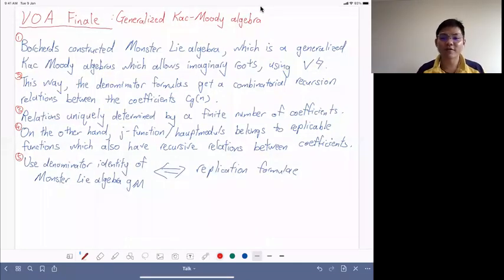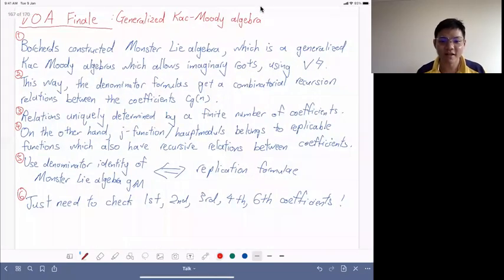And now we need to check whether the first few terms are the same or not. How many terms do they need to check? They just need to check the first, second, third, fourth, and sixth coefficient. Then he's done.